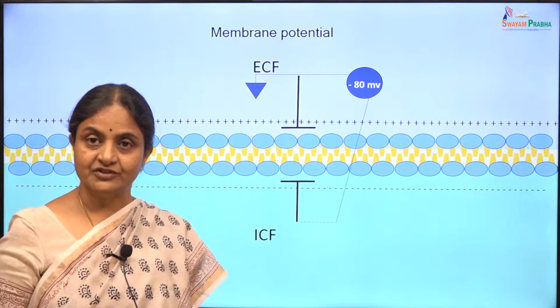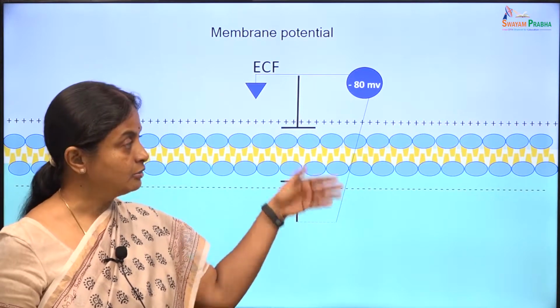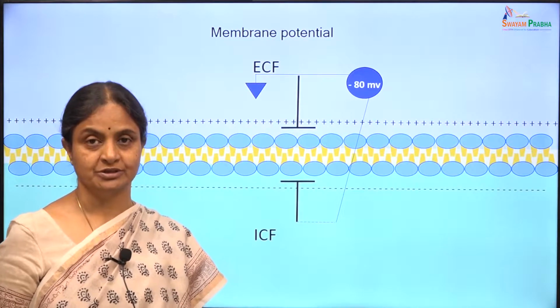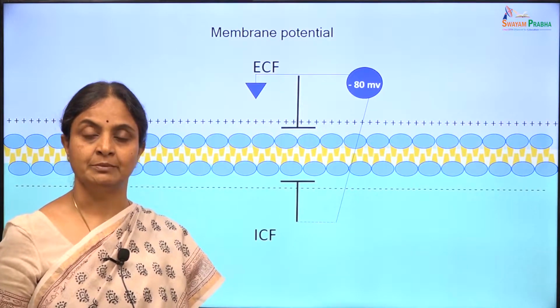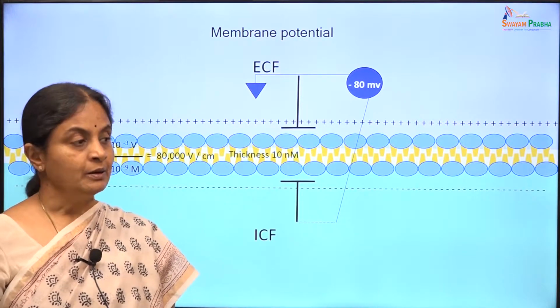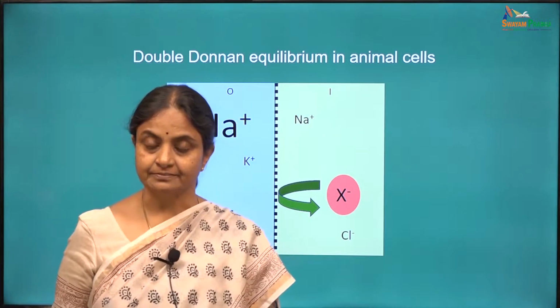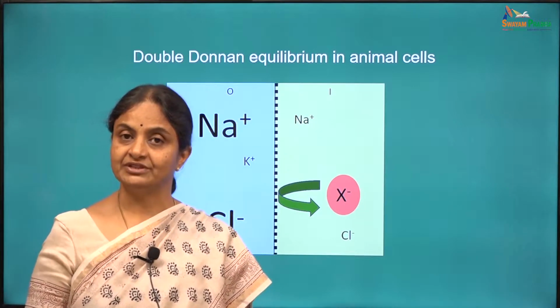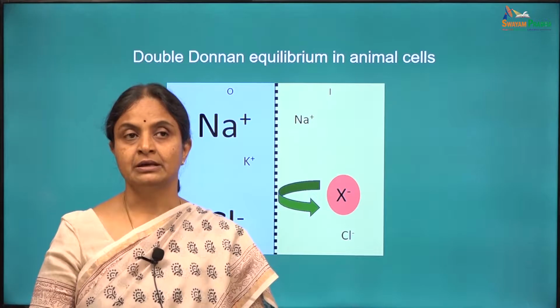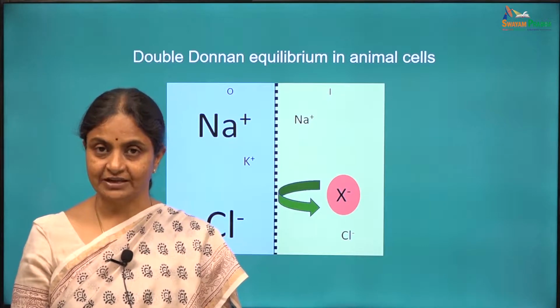And our question for this session is to understand how this potential difference comes about. What is the cause for this membrane voltage at rest? We will start the discussion from where we left it in the earlier session. In the previous session, we were considering the Donnan effect.